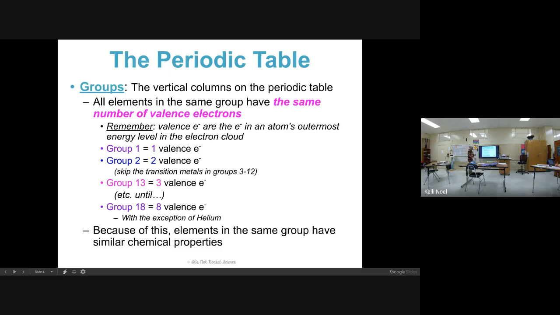So if on your periodic table, if you want to make a note that this top number tells you the number of valence electrons.